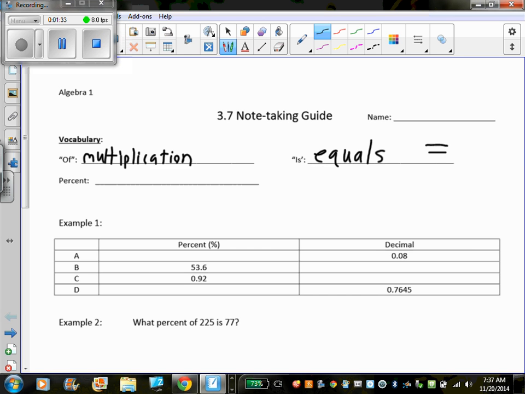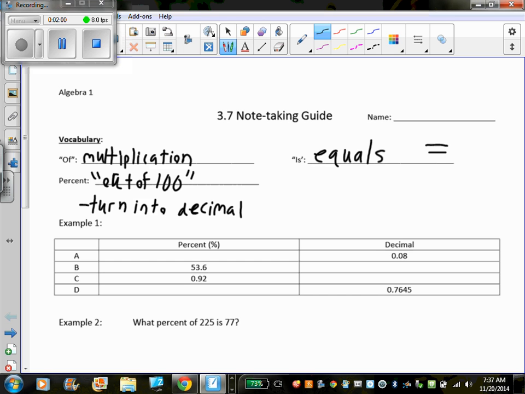Percent literally means out of 100. When we're given a percent in these types of problems, we're always going to want to make them become decimals. So that's something really important to remember. We're always going to want to turn them into decimals.